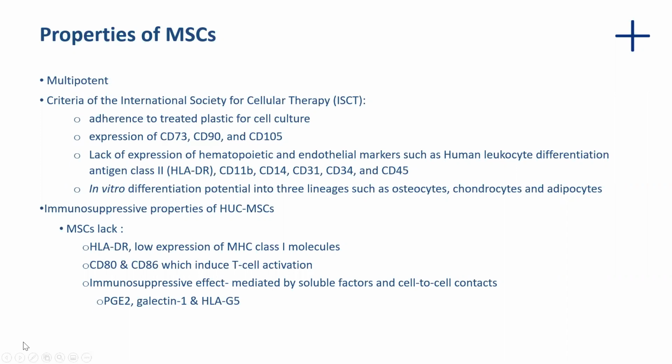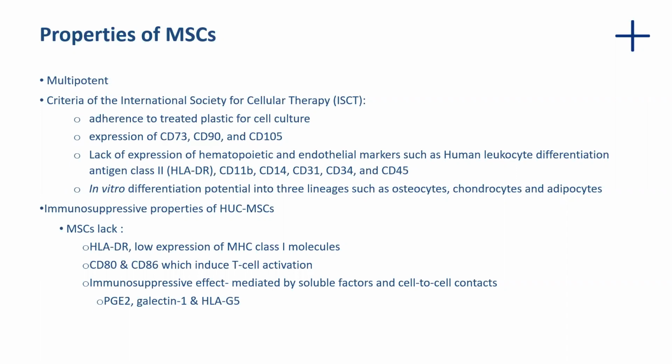Now, in order for a stem cell to be considered a mesenchymal stem cell, it needs to comply with the criteria of the International Society for Cellular Therapy, or ISCT. And these criteria include, firstly, the very basic characteristic that mesenchymal stem cells adhere to cell culture plastics. So when you culture them in an in vitro environment, they should be adherent. They also express markers such as CD73, CD90, and CD105, and this can be analyzed using, for instance, flow cytometry or fluorescence microscopy. They also need to lack the expression, so they should not express certain hematopoietic and endothelial markers. So examples of these are HLA-DR, the human leukocyte antigen class 2, which they need to be negative for, CD11b, CD14, CD31, 34, and 45.